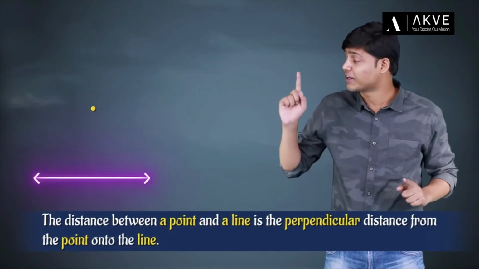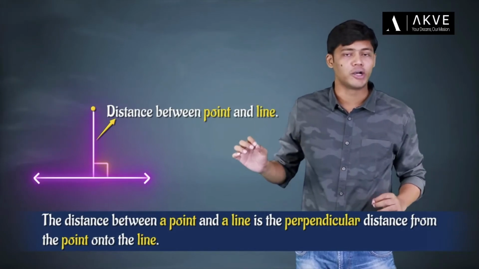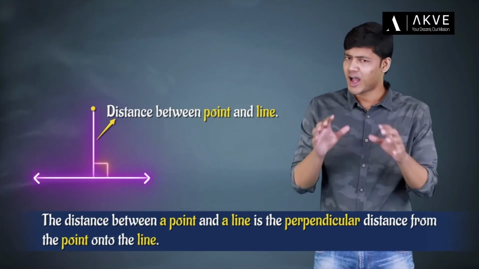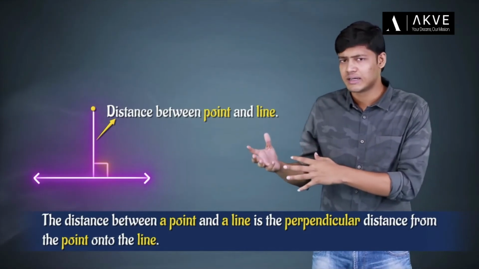So friends, I hope you understood whatever we have discussed in this video till now. From this video, what I want you to understand is the distance between a point and a line and how do we measure it. So, the distance between a point and a line is the perpendicular distance from the point onto the line. I know, you may be wondering why all of a sudden we are discussing this in the circles chapter. You will be knowing that in our next video.